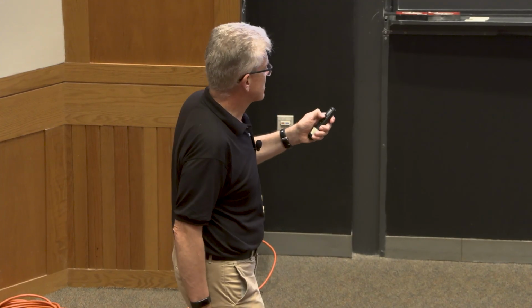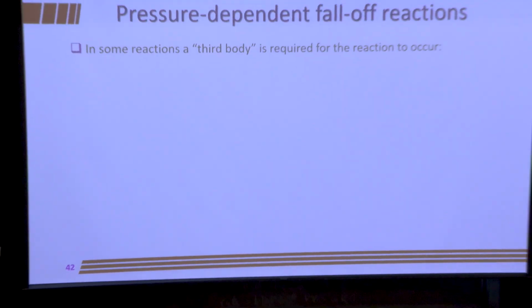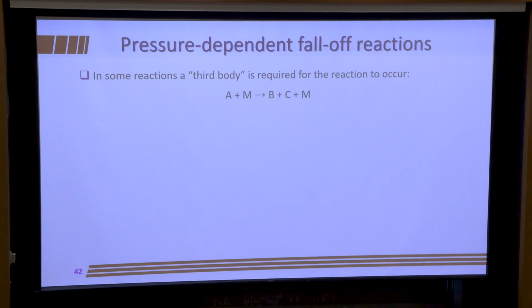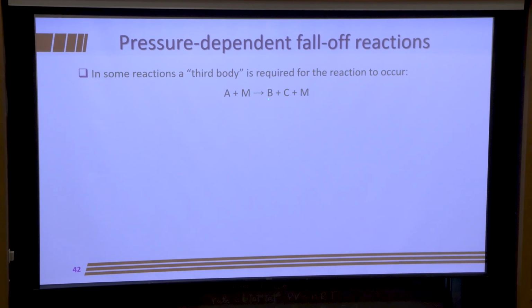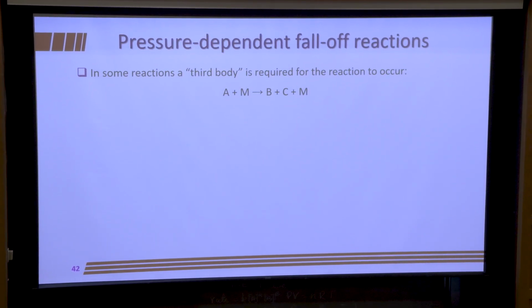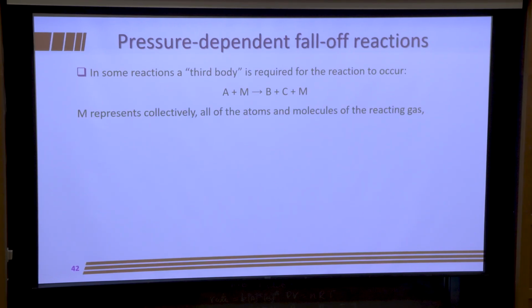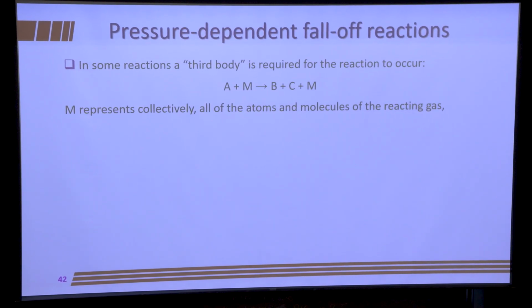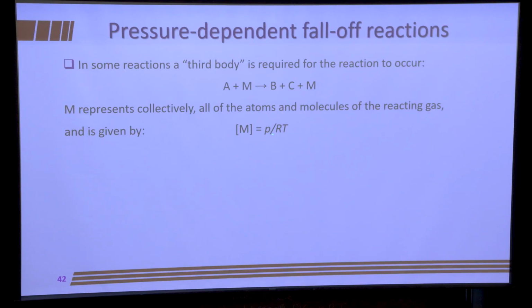So in some reactions, a third body is required for the reaction to occur, okay? So we have this general equation again, A plus M, a third body, gives B plus C plus M. This is a unimolecular decomposition, but it has to collide with a third body for the reaction to occur, okay? M represents collectively all of the atoms and molecules in the reacting gas, and the concentration of M is equal to P over RT, as I just wrote on the board there, okay?